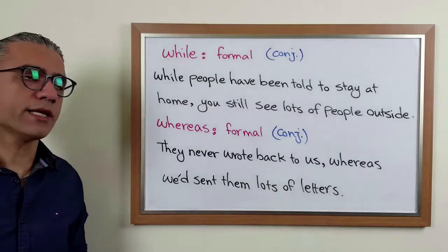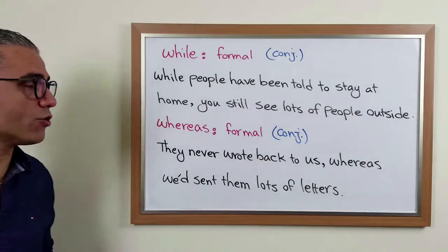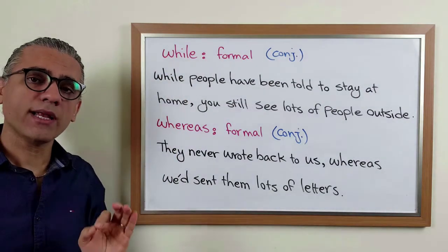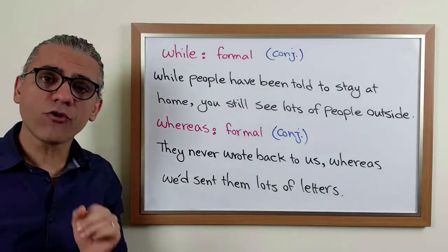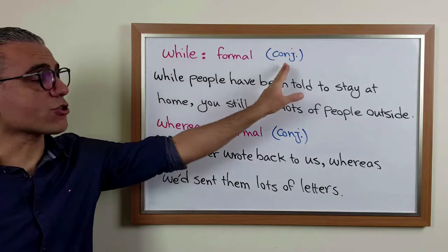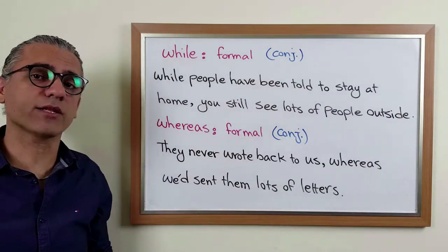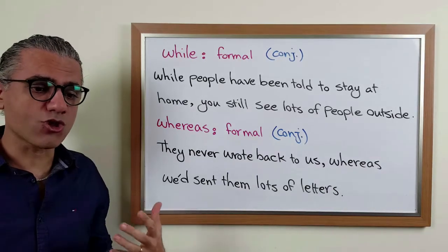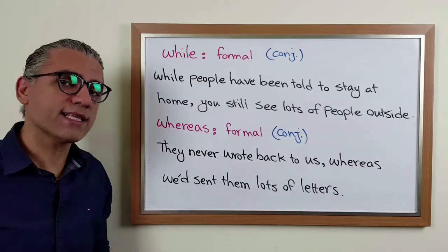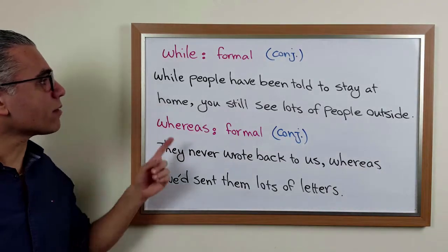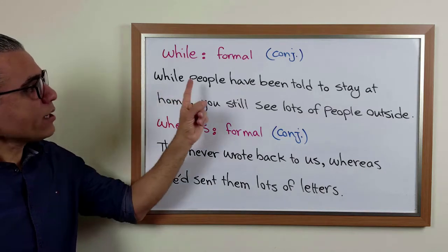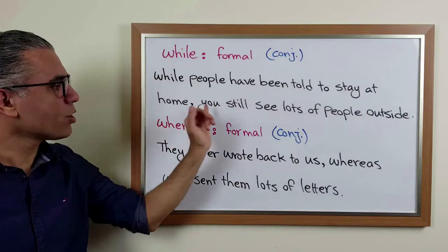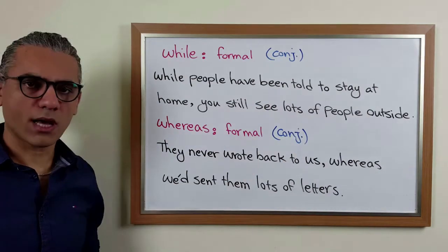Okay, the next conjunction we use to show contrast is while. And remember, while is used in formal contexts. And it is a conjunction. A conjunction means that we need to have two sentences to use while, because a conjunction joins two sentences to one another. Example, while people have been told to stay at home, you still see lots of people outside.